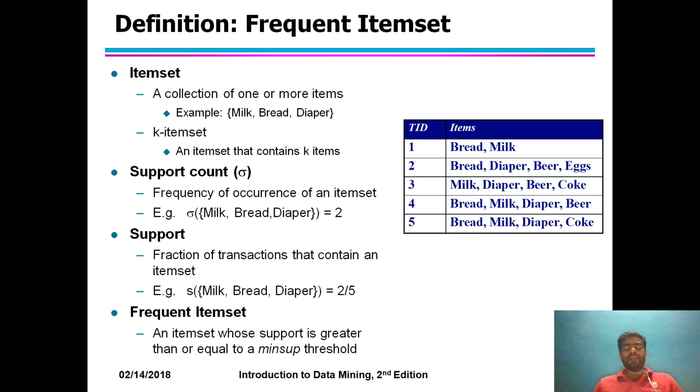So what is that min sup? Min sup is minimum support. For every transaction, we set up a minimum amount of support value. So if an item has support more than that threshold, then only it can be considered a frequent item set, otherwise it is not. Okay.